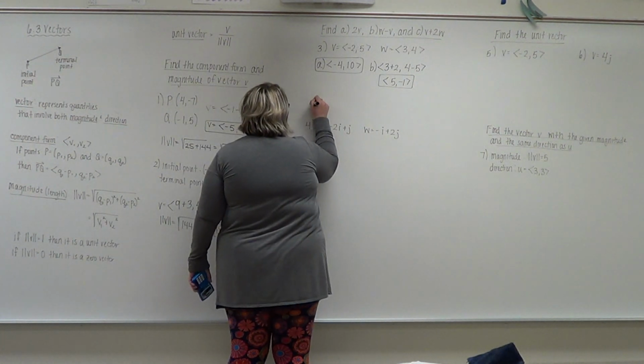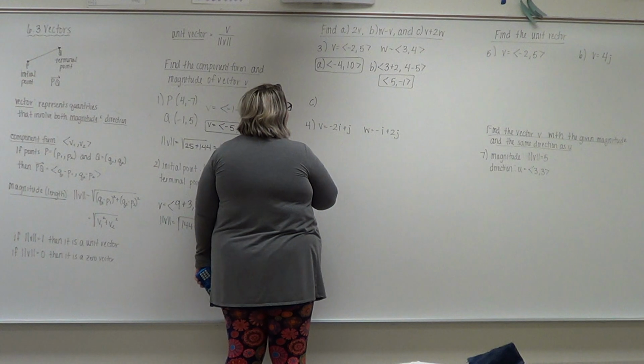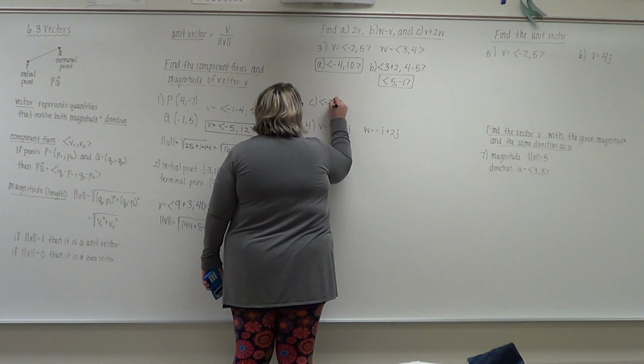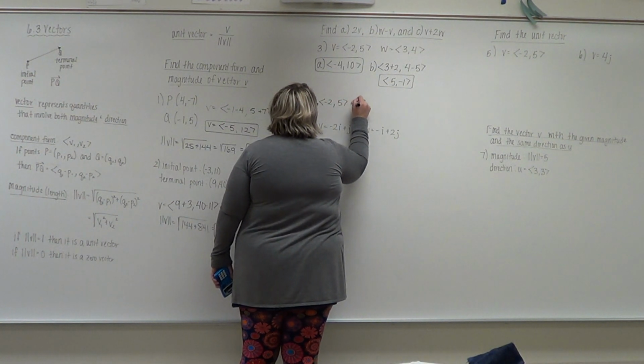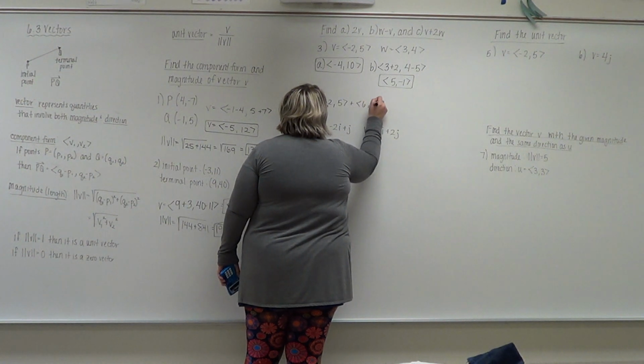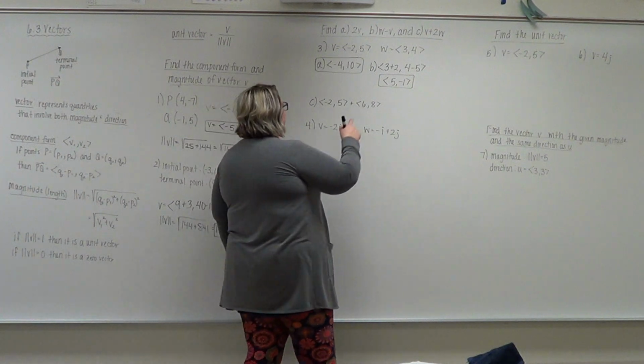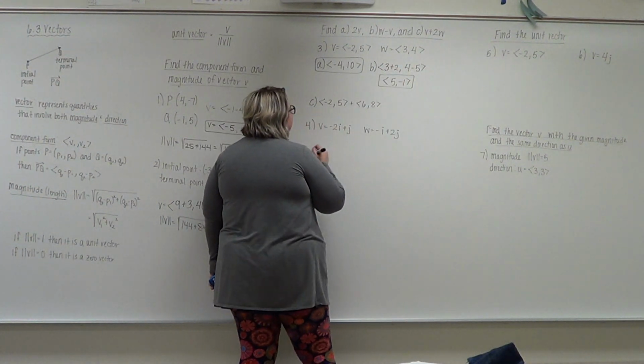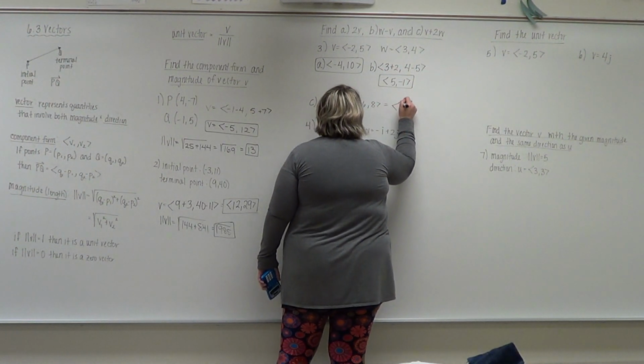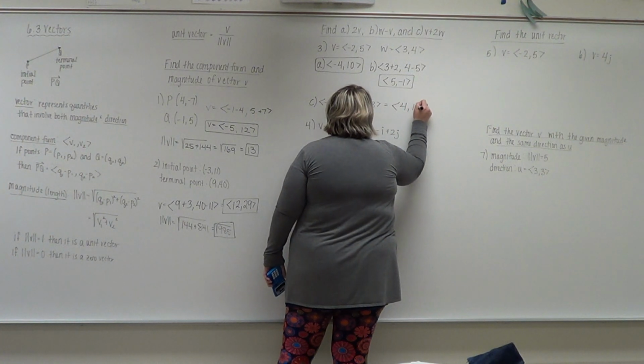Okay, and then for part C, it's V plus 2W, so I have to do the 2W first. So that would be -2, 5 plus, if I multiply these both by 2, that would be 6, 8. So my vector would be 4, 13.